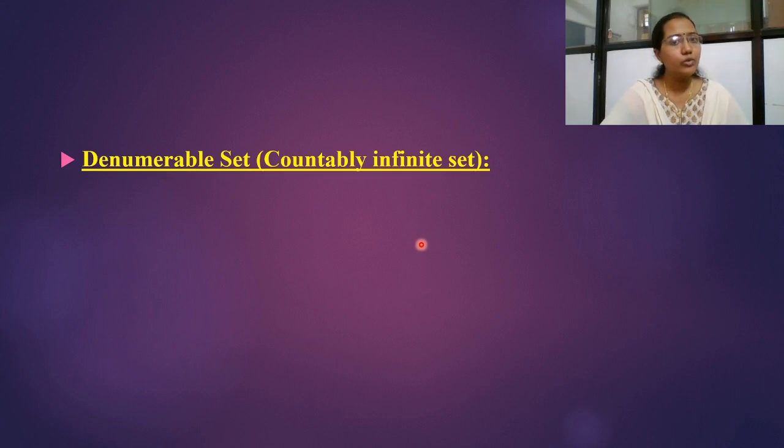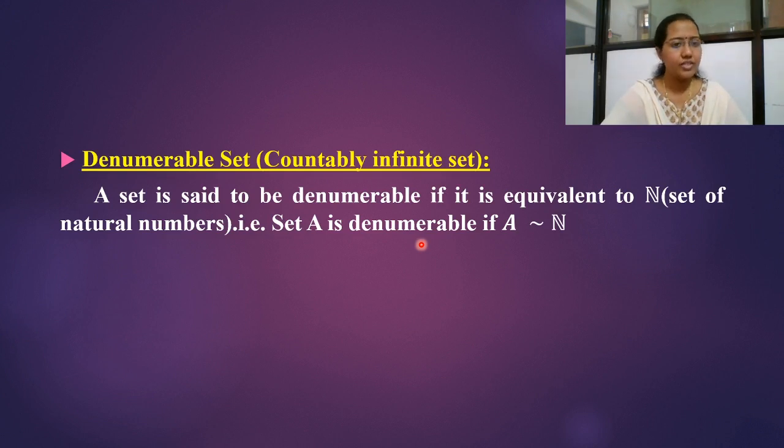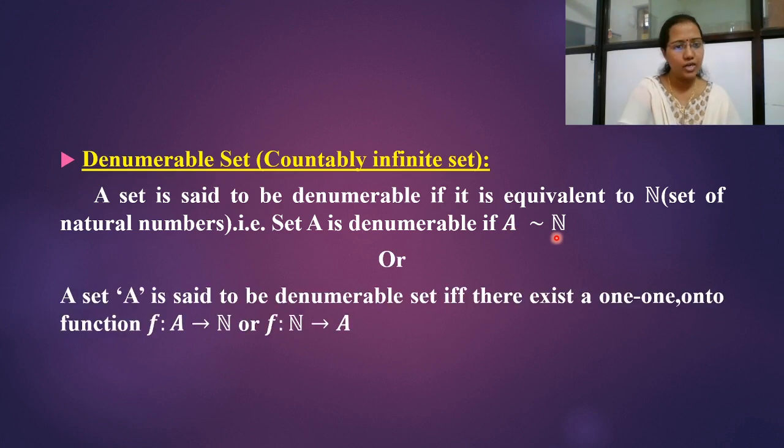Next, what is a denumerable set, or countably infinite set? Let us see the definition. A set is said to be denumerable if it is equivalent to N, that is, the set of natural numbers. That is, A is denumerable if A is equivalent to N. Which set is a denumerable set? A set which is equivalent to the natural numbers. Any set A is said to be denumerable if there exists a 1-1 and onto function between the set A and the set of natural numbers. Okay, that is another definition of a denumerable set.